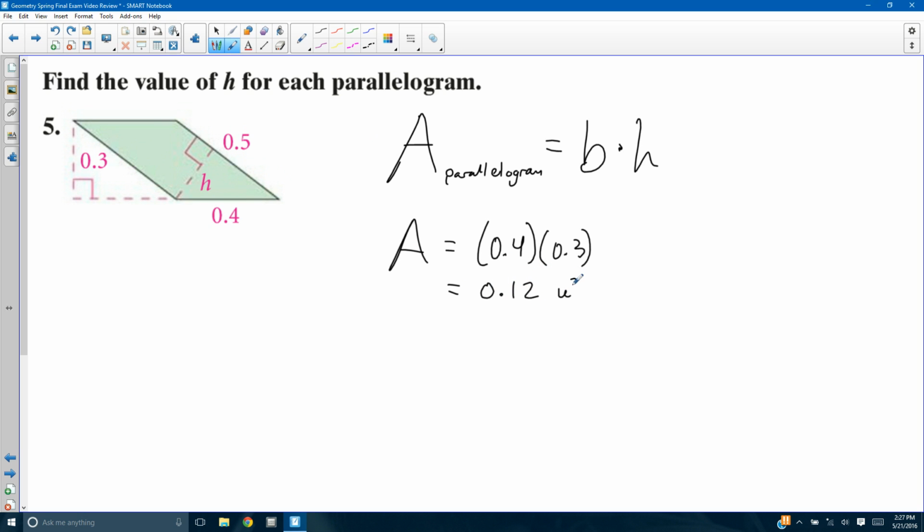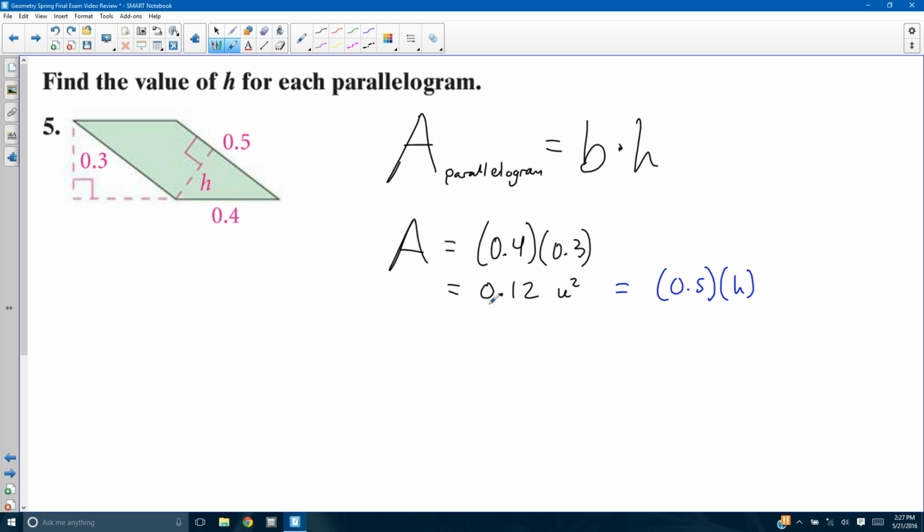square units. So why does that matter? Well, because I can rewrite the area of this parallelogram using any other base and height. How about this base and this height? 0.5 times h is also the area of the parallelogram. So that's also this number right here. When I multiply 0.5 with h, I should be getting 0.12. Base times height of a different variety there.